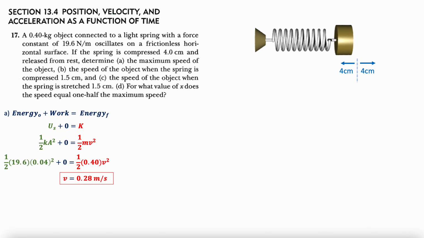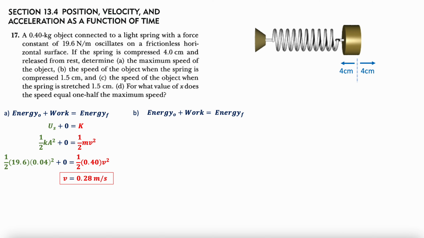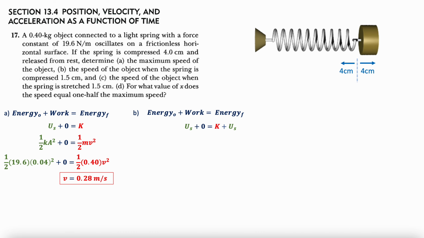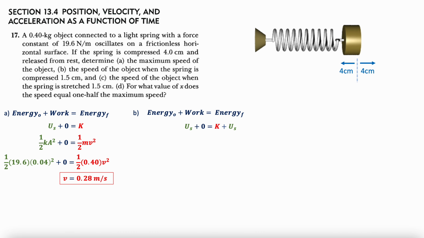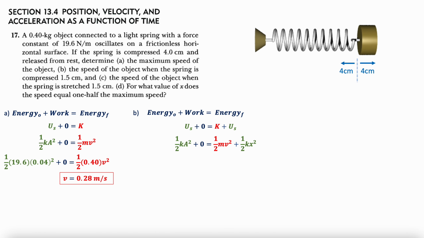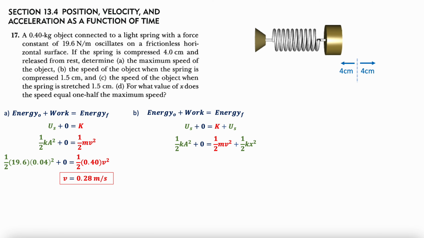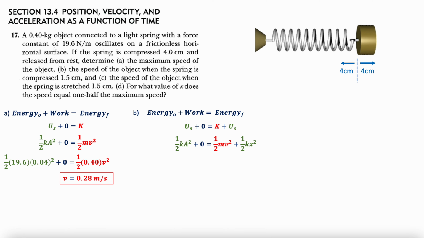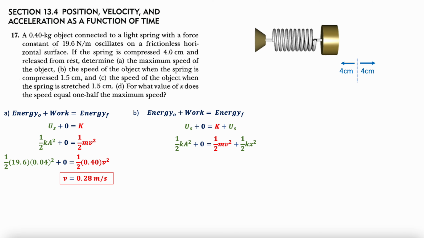Part B, the speed of the object when it's compressed this far. Again, we're going to use energy conservation, but in this case, all the energy it starts out with is going to be converted both into kinetic and potential. The energy it starts out with, 1/2 kA squared, where A is the amplitude, the 4 centimeters, is converted both into, and when it's compressed 1.5, it still has some velocity, and it also still has some elastic potential energy, 1/2 kx squared.